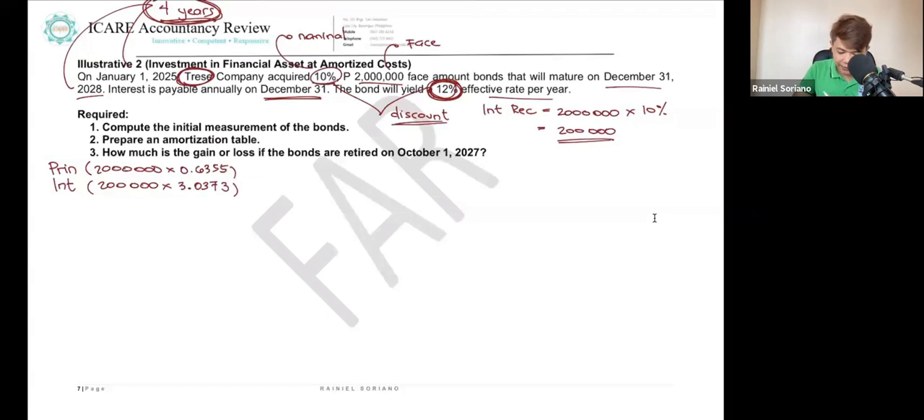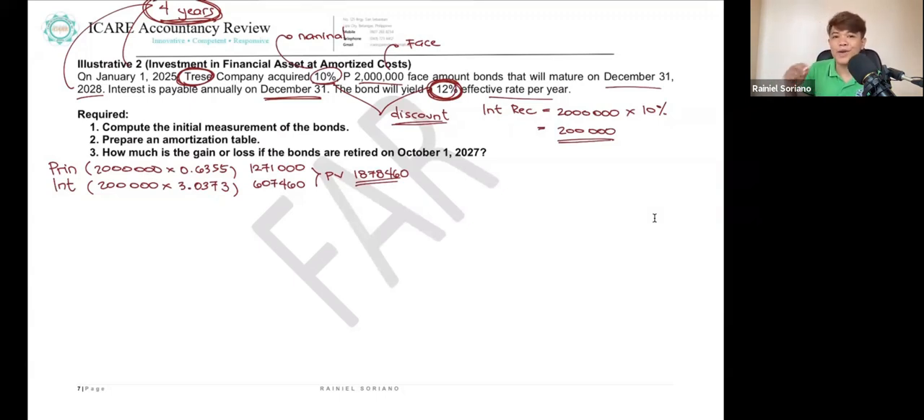Now, punta tayo dito. 2 million times 0.6355. This is equal to 1,271,000. Okay? Then 200,000 times 3.0373. This is equal to 607,460. Okay? So the present value now of the investment is magkano? 1,271,000 plus 607,460, or this is equal to 1,878,460. Okay? Yan.